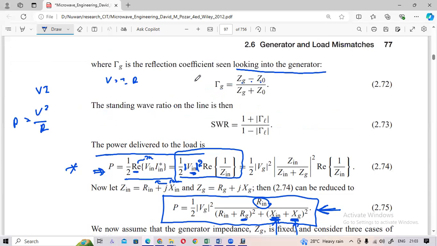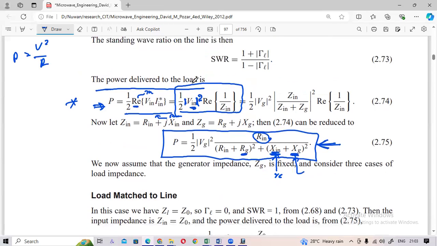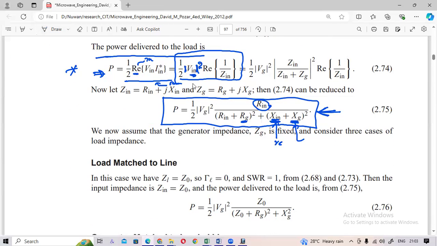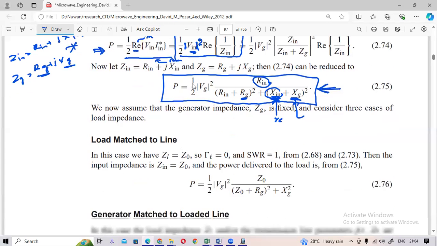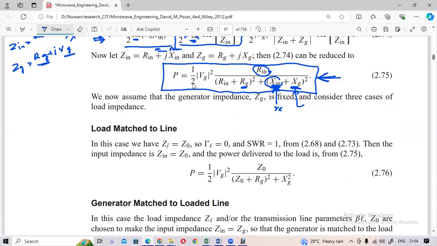Here the input impedance Z in is considered as R in plus j X in, and ZG is considered as RG plus jXG. So RG and XG are here. This is the delivered power.